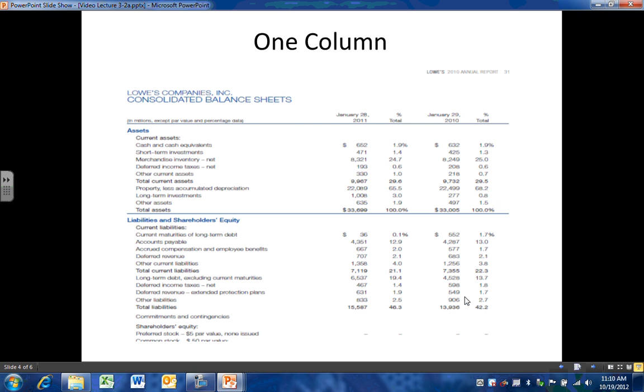Well, most public companies simply present one line item. So here in Lowe's, property less accumulated depreciation is presented as one line item as opposed to two in that single column format. And you can see several of the elements are presented net of some valuation account. Now the values in these valuation accounts, these measurements, are fully disclosed and contained in the footnotes to the financial statements.